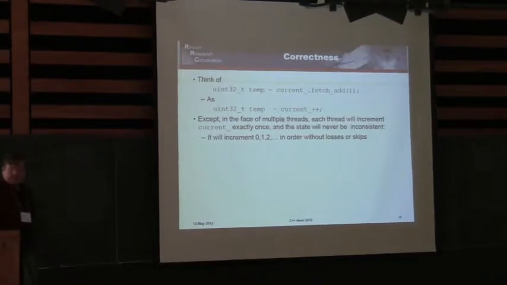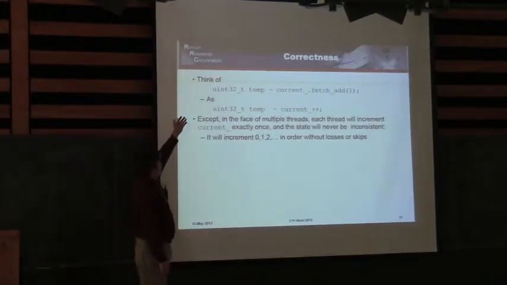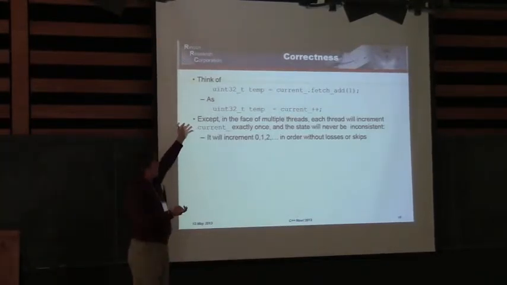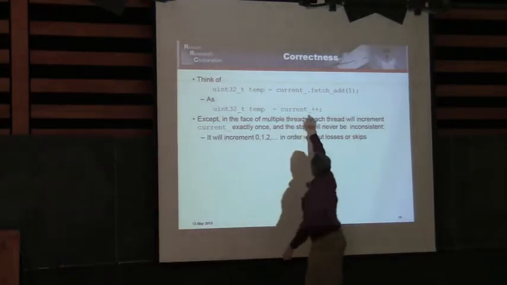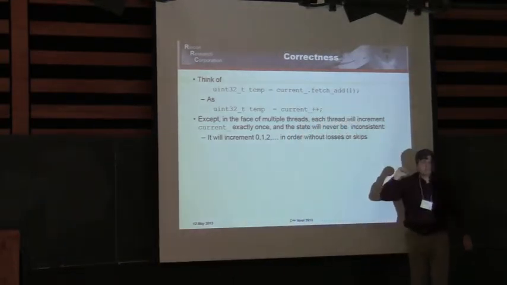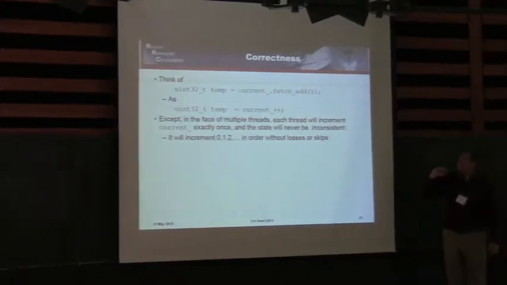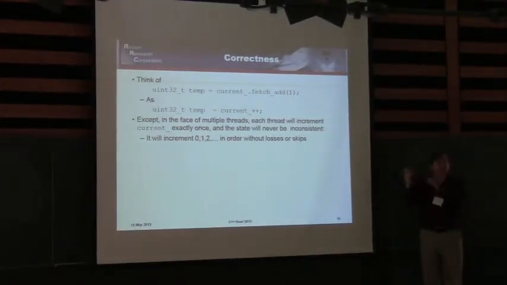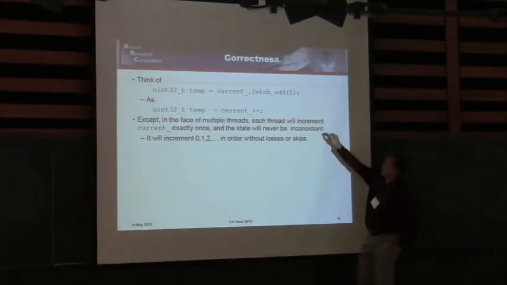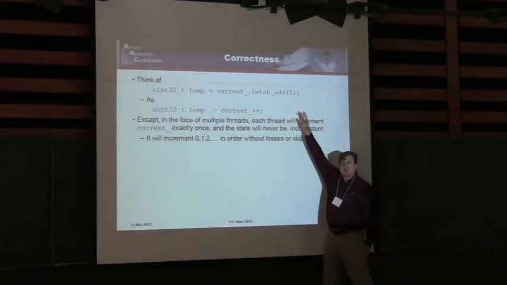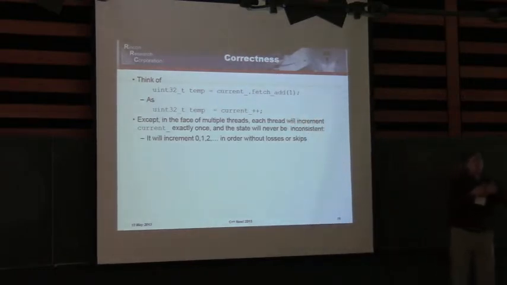Okay, so for correctness, we want to think of this as fetch and add. It's actually the same thing, of course. This is syntactic sugar for this because it's the C++11 atomic. But if you think of it as a post increment, I think it's a little bit easier to think about. However, if I were writing code, I would prefer to see fetch and add in the code because you want to be able to expose, hey, this is where I'm doing an atomic operation. Let's do fetch and add instead of current plus plus, because then it's easier to see, oh, we're doing something atomic there and we'd better be careful.